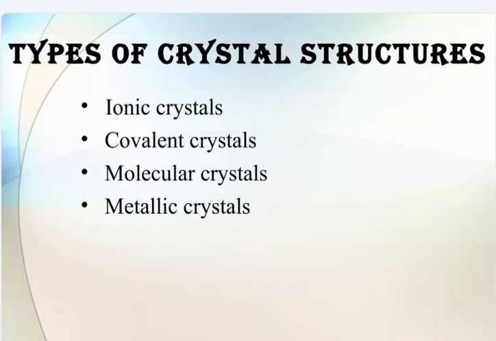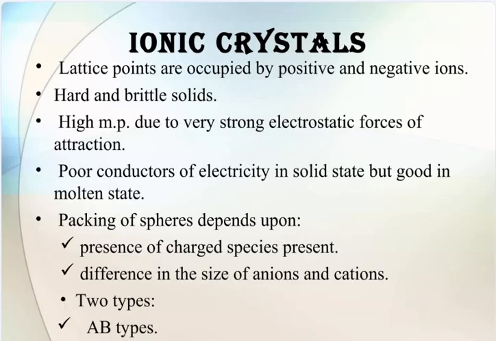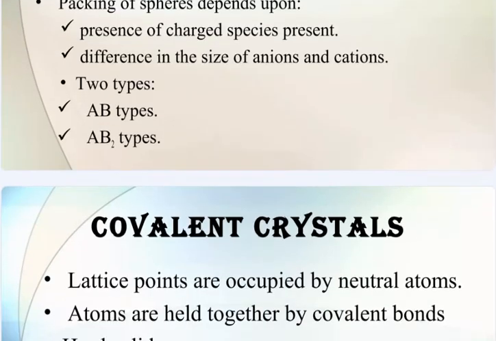Now, types of crystalline solid: ionic crystal, covalent crystal, molecular crystal and metallic crystal. What are the properties of an ionic crystal? Lattice points are occupied by positive and negative ions, hard and brittle, high melting point due to very strong electrostatic force of attraction, poor conductor of electricity in solid state but good in molten state. Packing of the spheres depends on the charged species present and the difference in size of the anions and cations, and there are two types, AB type and AB2 type.